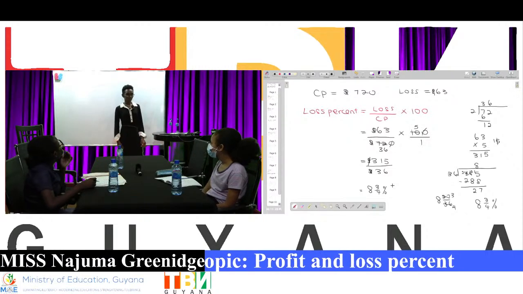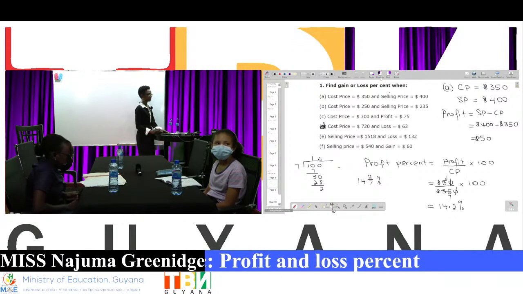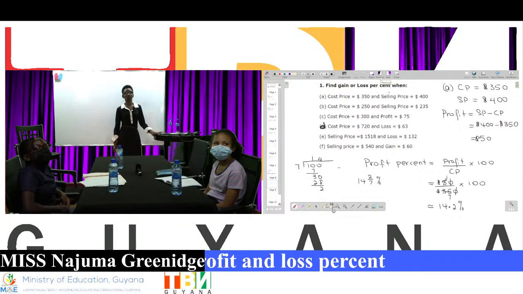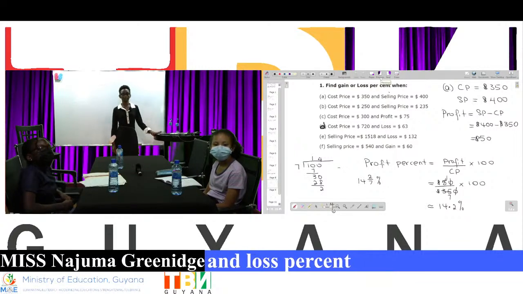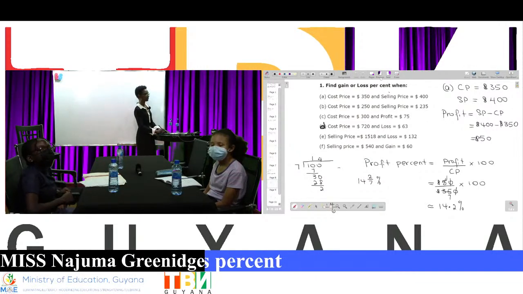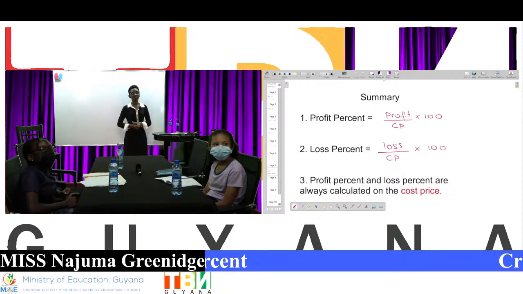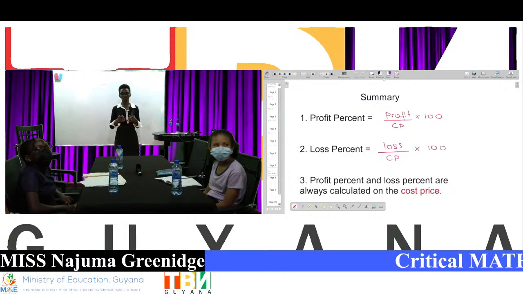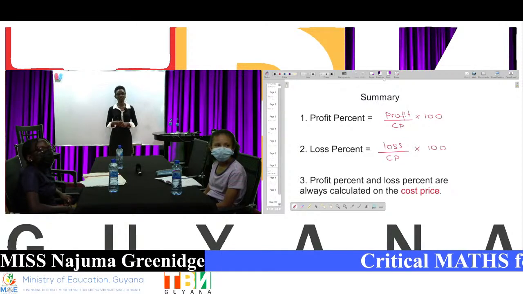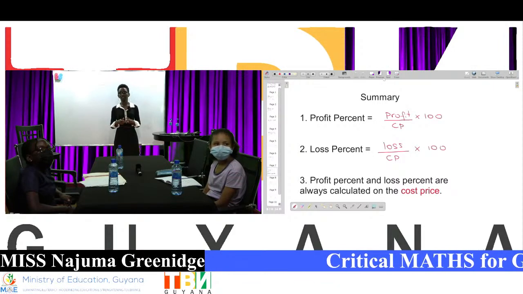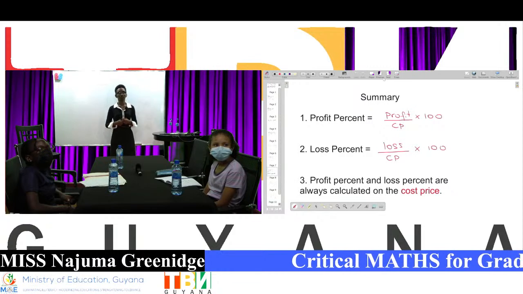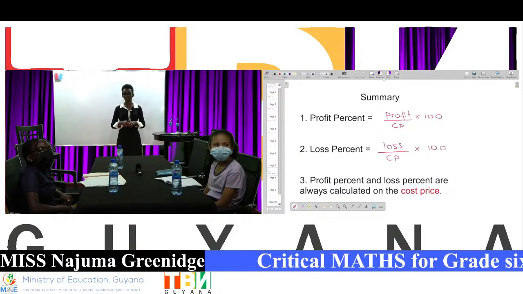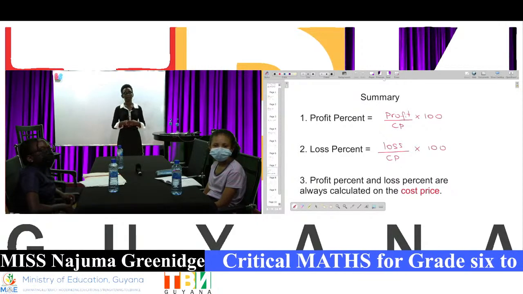Very good. All right, so you have tons of exercises so that you can improve on the concept. Any questions before we go? No. All right, so going back a bit. Profit percent is profit over cost price, always over the cost price, times 100. Loss percent is the loss over the cost price again, multiplied by 100. So the key factor in calculating profit percent and loss percent is the cost price. Get the idea? That's it.